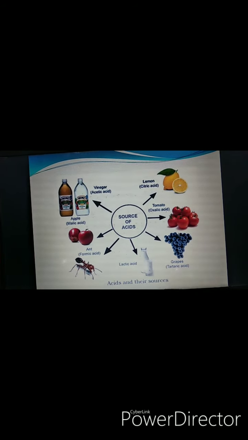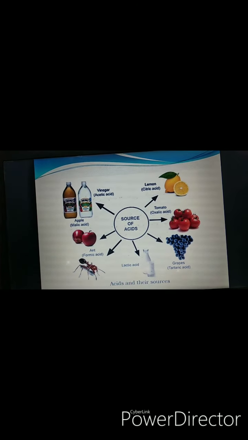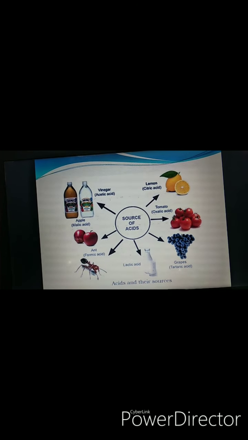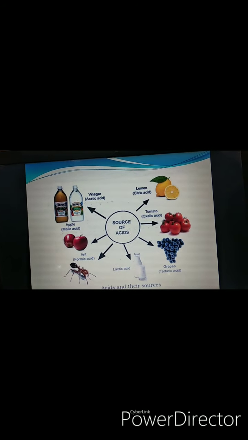And as you know, vinegar is mostly used in pickles. It is mostly used as a food preservative, and that is the vinegar.